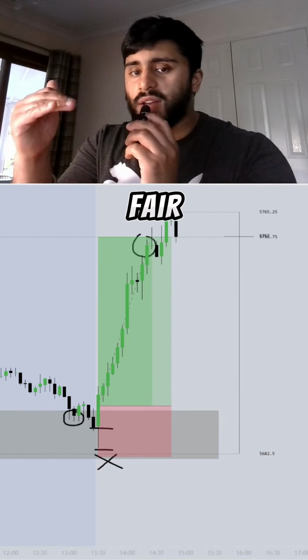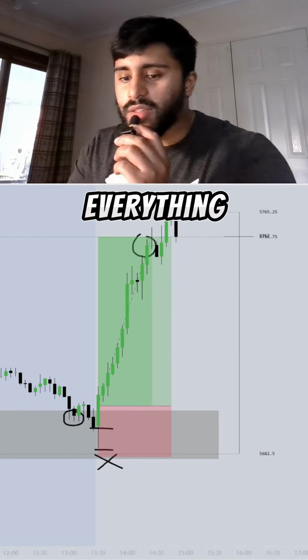So you want to use 15-minute fair value gaps with a lower time frame entry, and you want to confirm everything with the order flow.